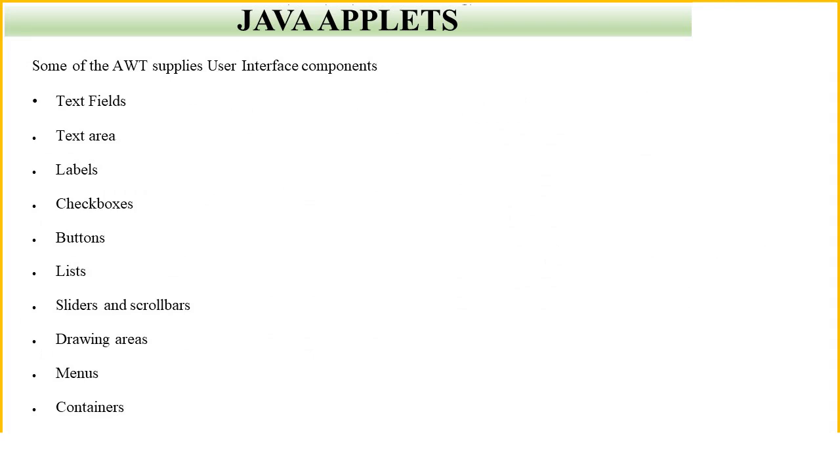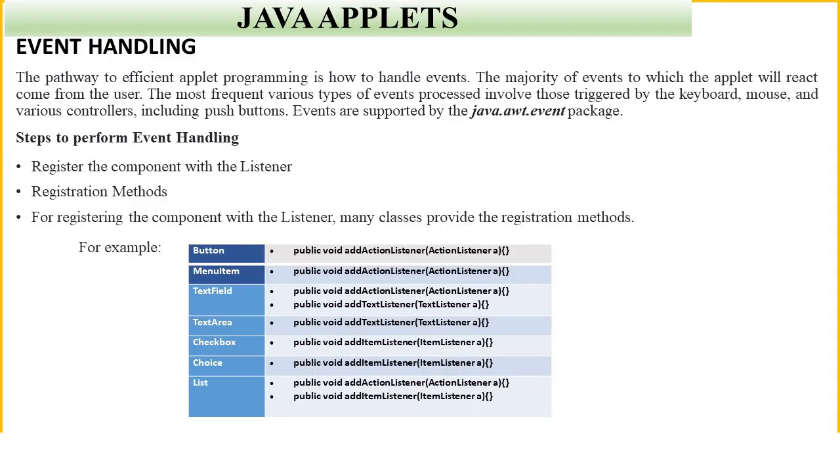Next, some of the AWT supplied user interface components are text fields, text areas, labels, checkboxes, buttons, lists, sliders and scroll bars, drawing areas, menus and containers.